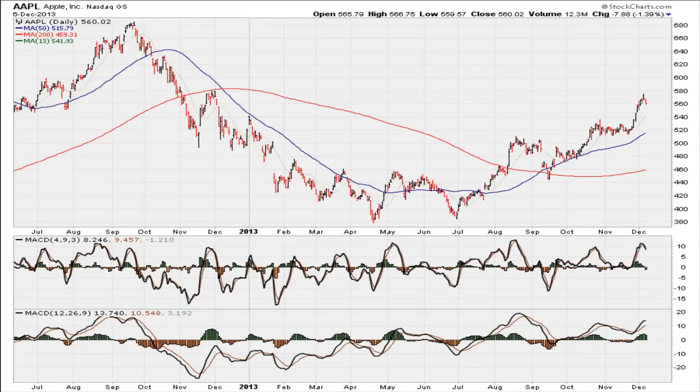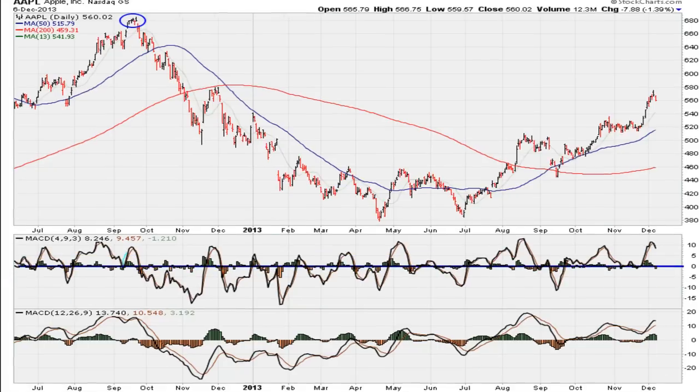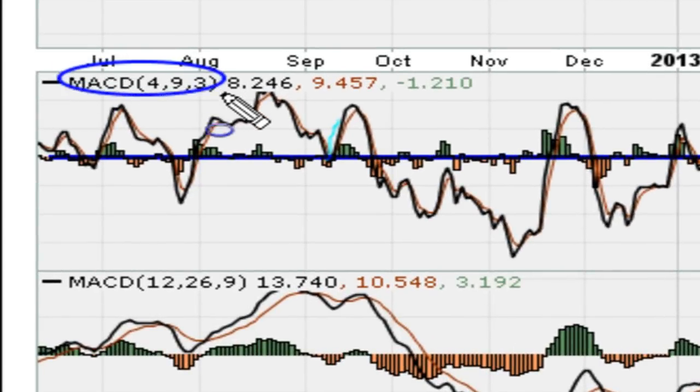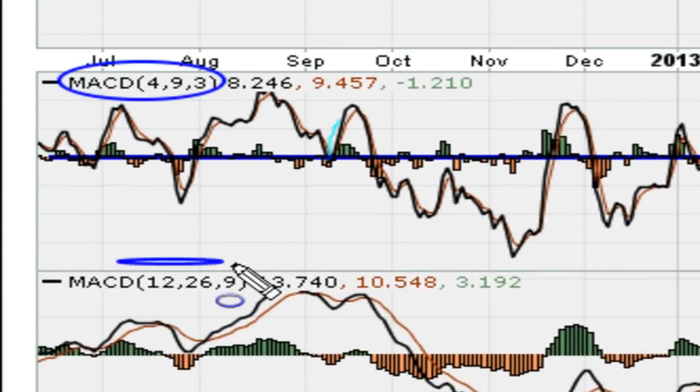Now, this is Apple here. This is a daily chart going back 1.5 years. So that's the high right there of about 680. I want to show you something very interesting. Take a look at this action here. You went above zero. So this is a zero line. Now, on my charts, you're going to see that I used two MACD settings. I use this setting here or this setting here. And I use that just to have a better clarification for what's going on.